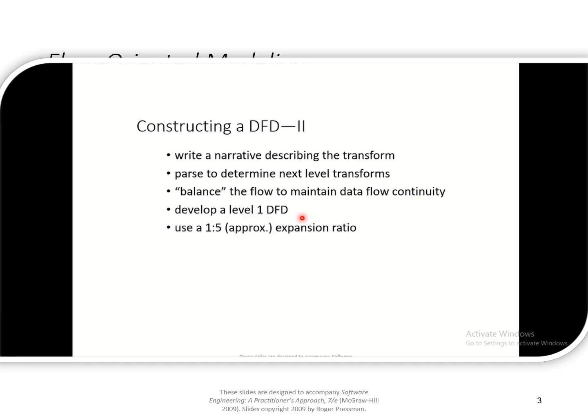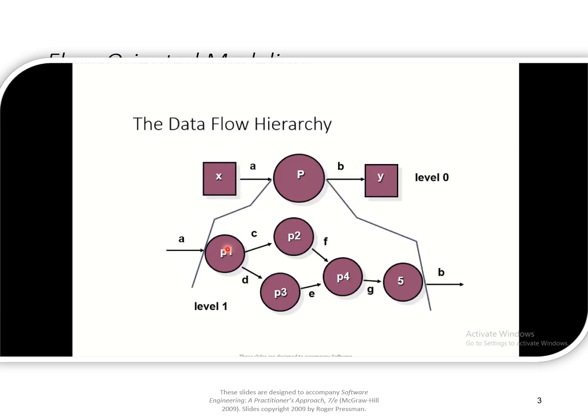So here we can now formulate subsequent levels of DFD after making the context level diagram. The last point indicates that we use a 1:5 expansion ratio. This is an approximation; it can vary slightly. See, the data flow hierarchy is shown in this figure. X and Y are supposed to be external entities. A and B represent the inward and outward flow, and the process is subdivided into sub-processes.